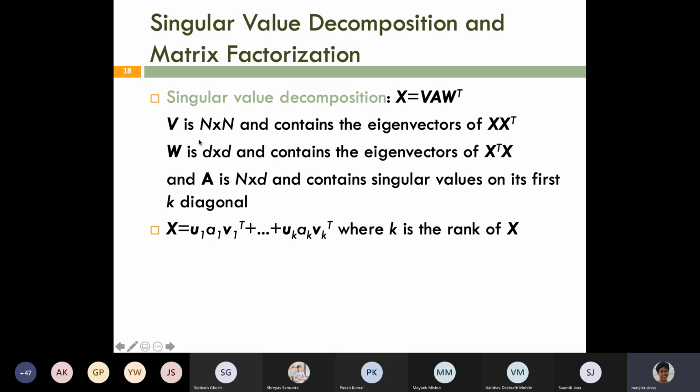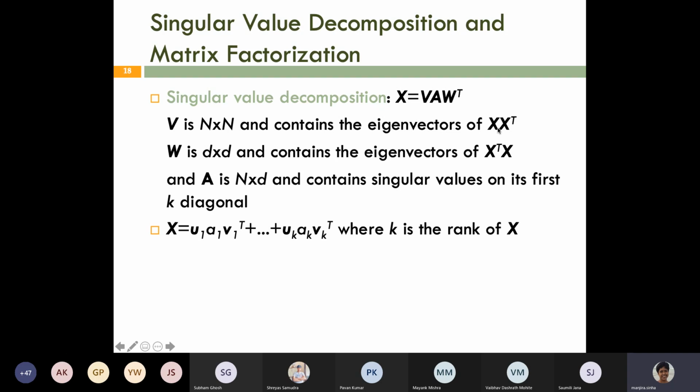Okay, and this A, equal to n cross D, has the singular values on its first k diagonal. So actually this is a difficult definition written. Let me just complete the slide part first. Then I will look whether I can quickly have a better explanatory slide. Okay.